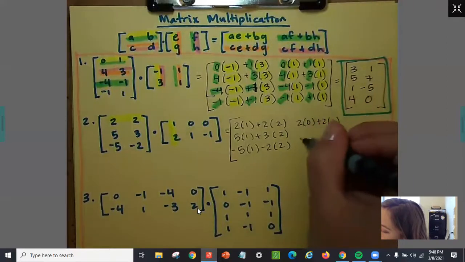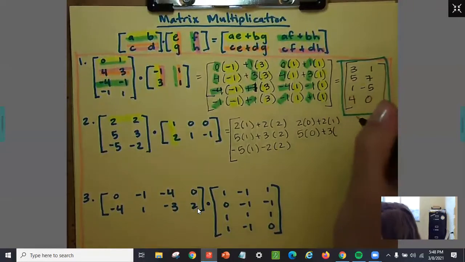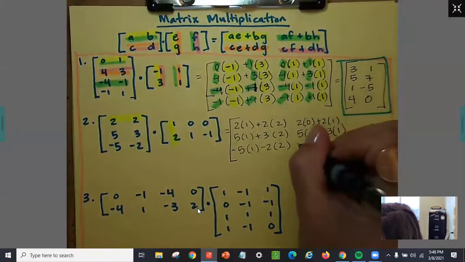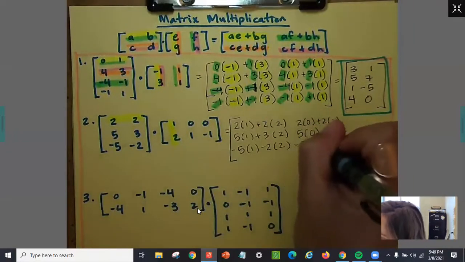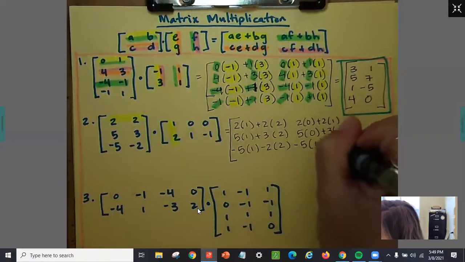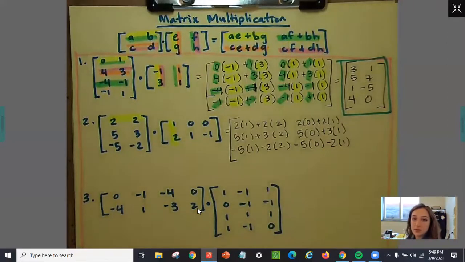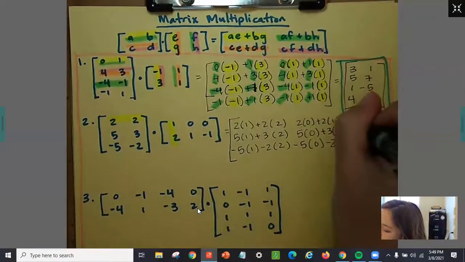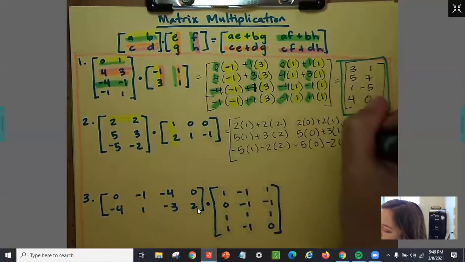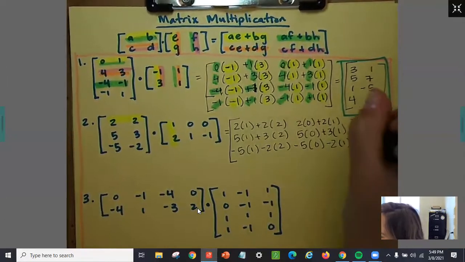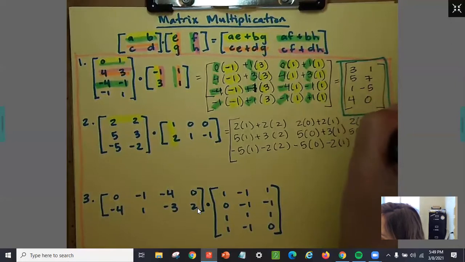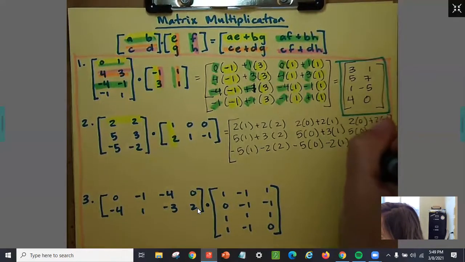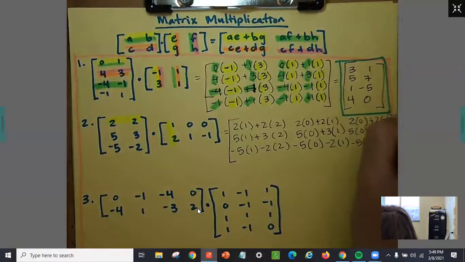Then we're going to have the same thing going down, so it's going to be 5 times 0 plus 3 times 1. And then we're going to have -5 times 0 minus 2 times 1. Now we're going to the next one. We're going to have the same numbers here, but now we're working with 0 and -1. So 2 times 0 plus 2 times -1. Then 5 times 0 plus 3 times -1. And then the last one, -5 times 0 minus 2 times -1.